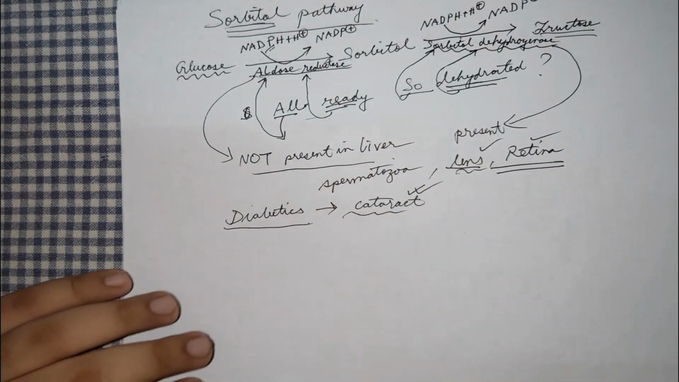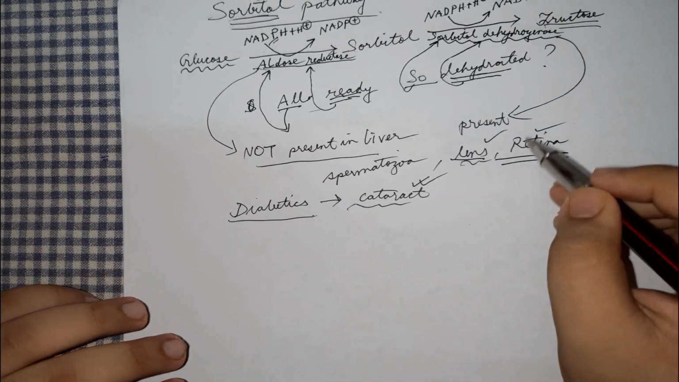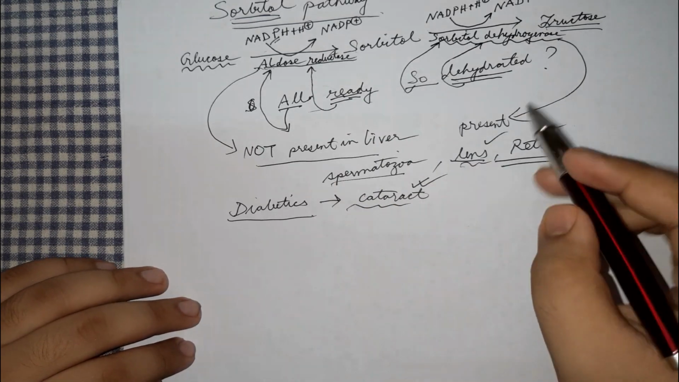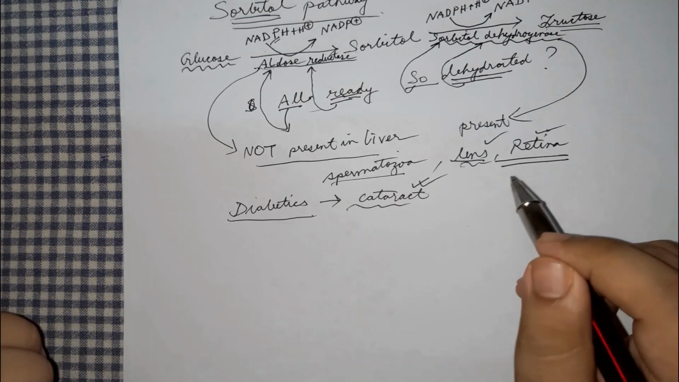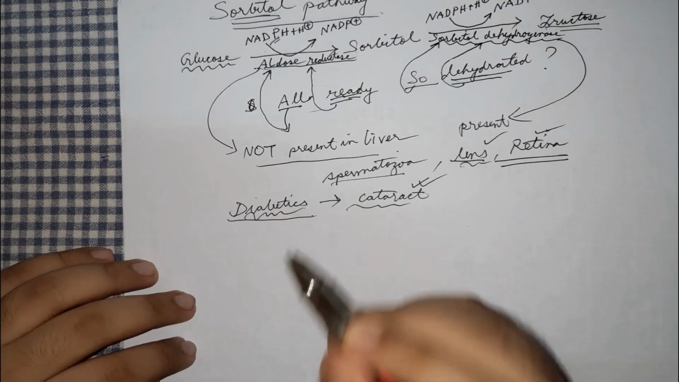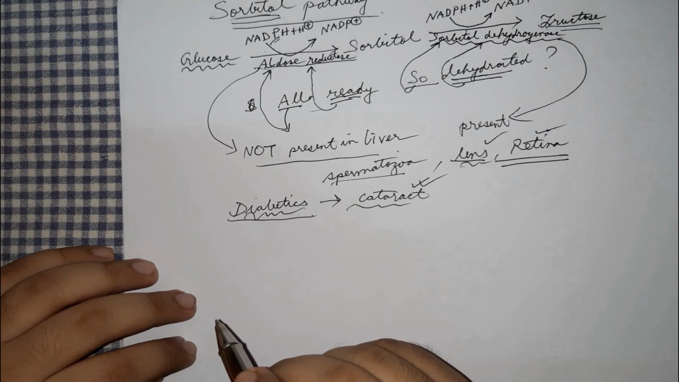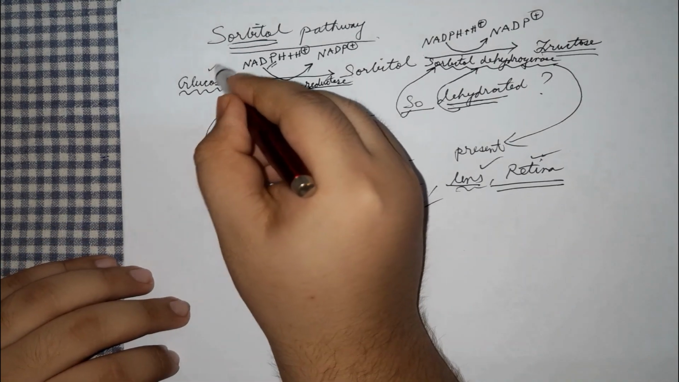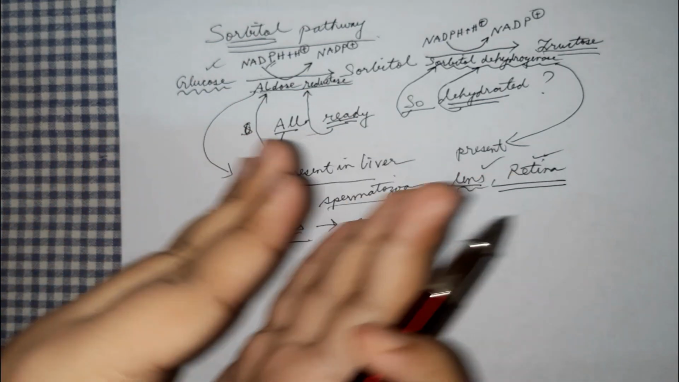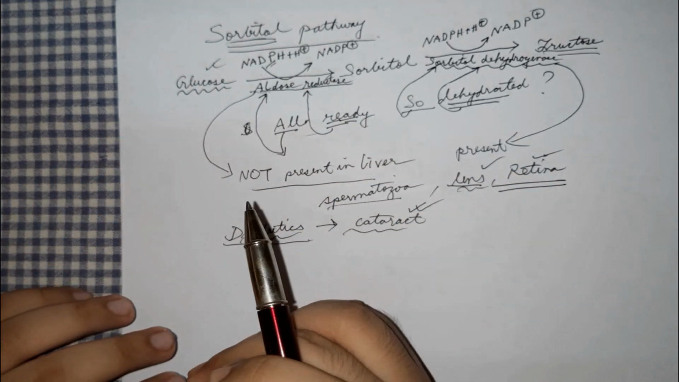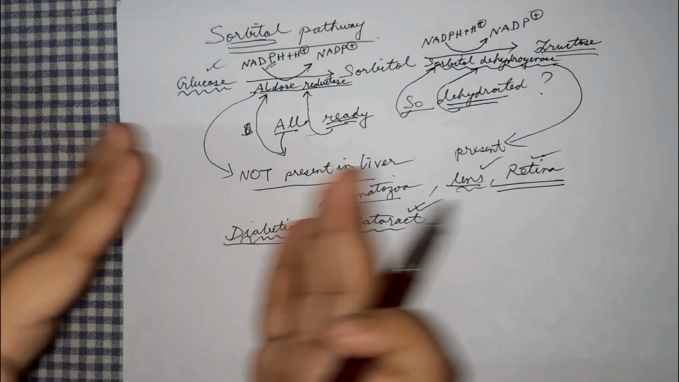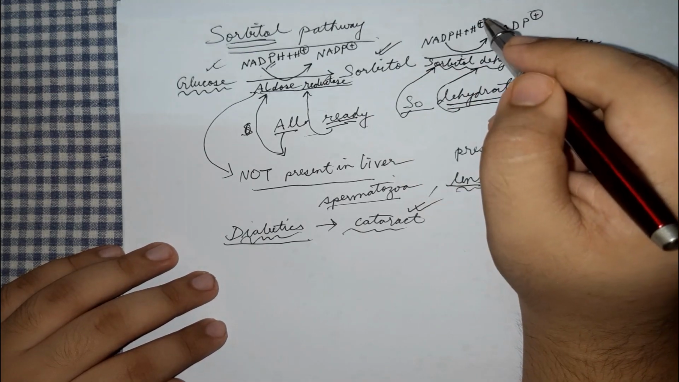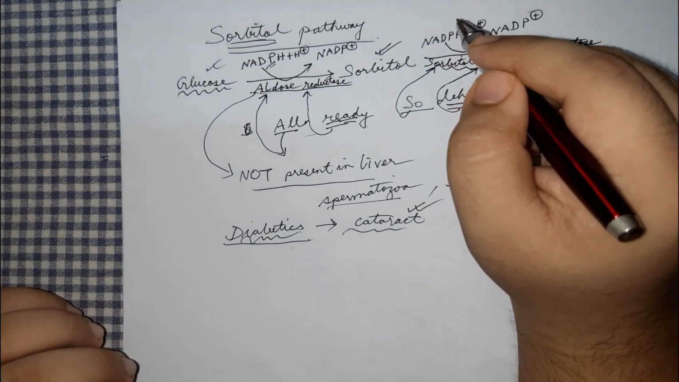Interesting? Let's see how. You see, I said that the sorbitol pathway occurs largely in spermatozoa and also in the lens and retina cells, right? Now, if a patient is diabetic, then obviously blood glucose level is very high. If blood glucose level is very high, then obviously a lot of glucose will be channeled to the sorbitol pathway, so a lot of sorbitol would be formed in the first place.